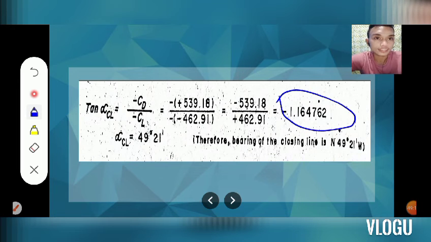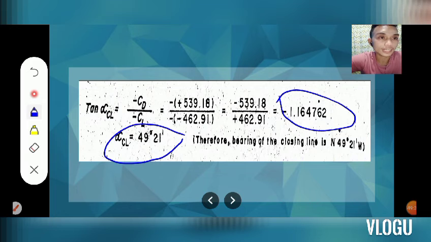And alpha CL, we convert it into degrees and minutes form. We have 49 degrees and 21 minutes. So here is our answer. Therefore, the bearing of the closing line is north 49 degrees 21 minutes west.